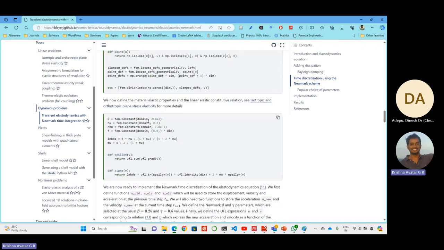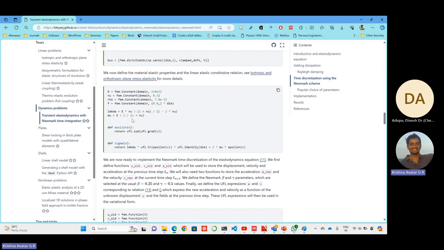Once that is done, we go on to describe the solid mechanics part, which is Young's modulus. We define it throughout the domain, then Poisson's ratio throughout the domain, density throughout the domain, and the forcing vector to be 0 throughout. So lambda and mu are the Lamé parameters. Then we define a function for epsilon, which is the symmetric gradient.